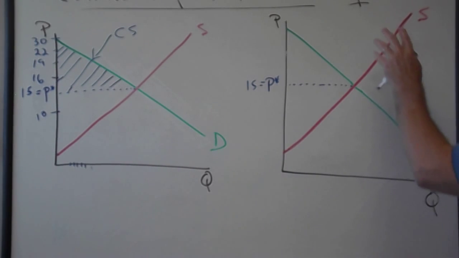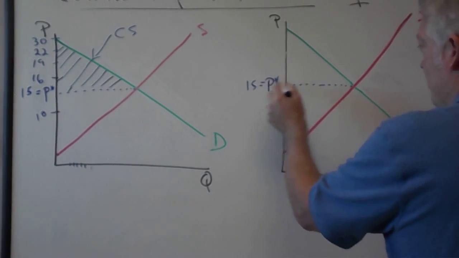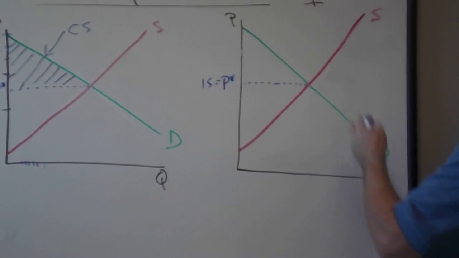Also, the concept of surplus works on the other side as well, because the price of the good that is willing to be accepted by the supply side is 15.